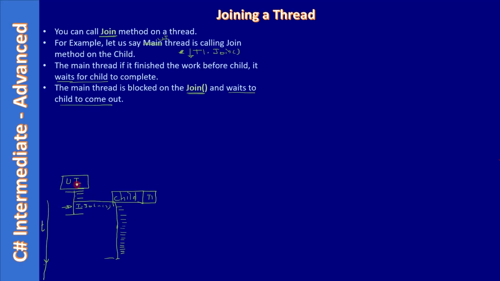That means you can see this as a race condition. Both are running, and when you call T1.join on the UI thread, we are asking the UI thread, okay, you finished your task, you wait and join with the child thread and come out. So once the child finishes, both main as well as child will come out of the routine. So that's what join means.